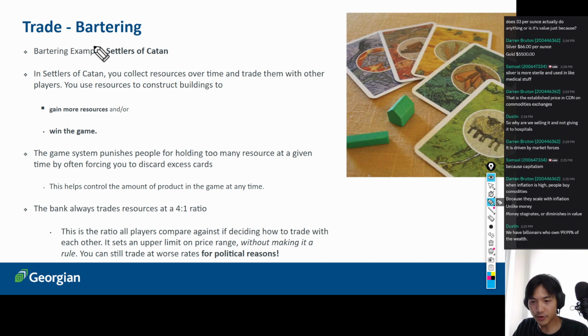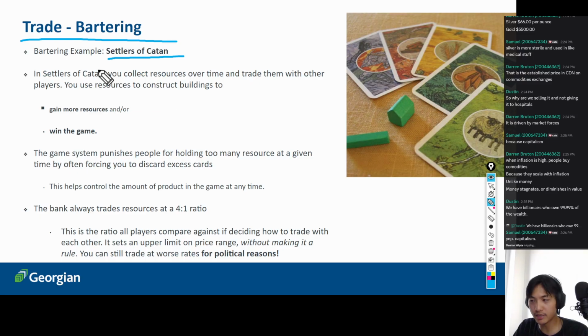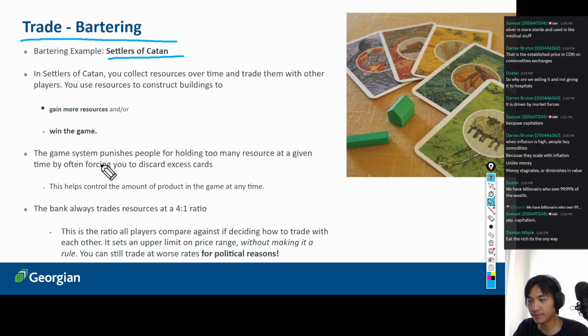So we looked at a few different types of economies. There's the bartering system, right? In Settlers of Catan, they use this type of bartering system. You don't have gold coins in Settlers of Catan. You just have your resources, your bricks and your stone and your sheep and stuff like that. You can trade them to build more stuff, or you can win the game. You can build stuff to get more resources, or you can build stuff to win the game.